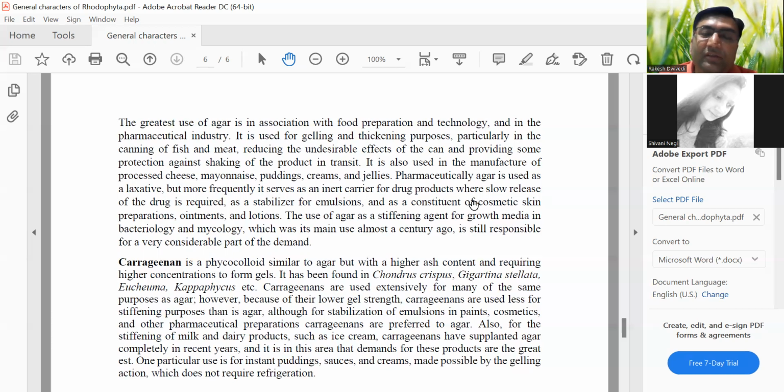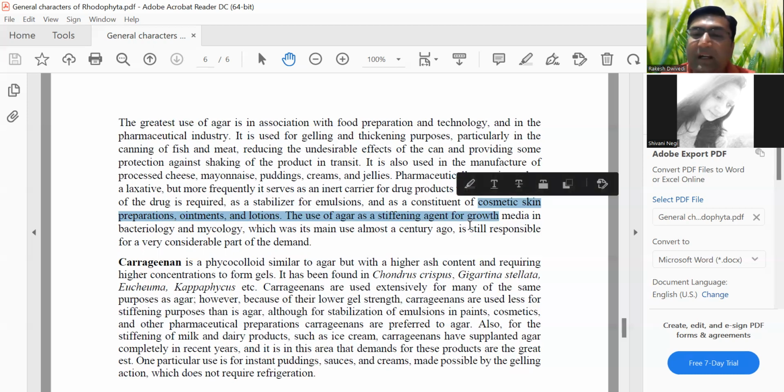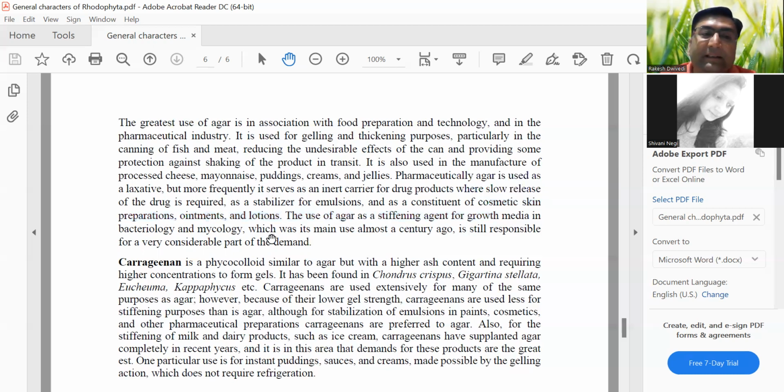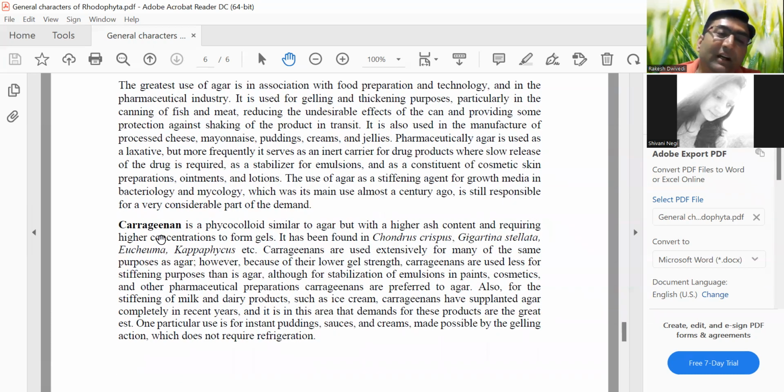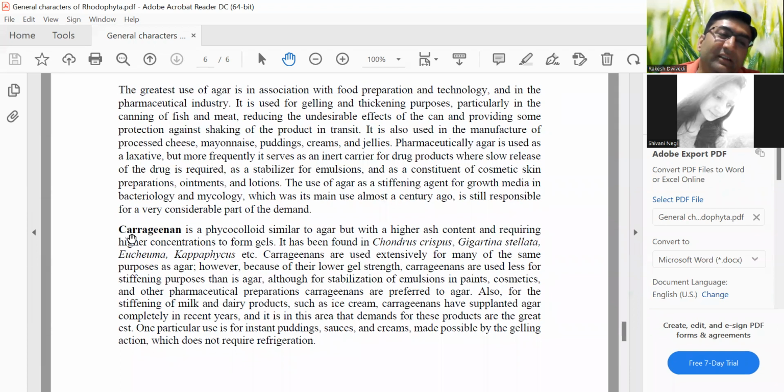It is also used in making cosmetics for the skin preparation, ointment and lotion. Agar is also used for bacteriological and mycological culture media. So we can see that there are so many uses of the agar, but agar is a costly stuff. The substitute of the agar is carrageenans.